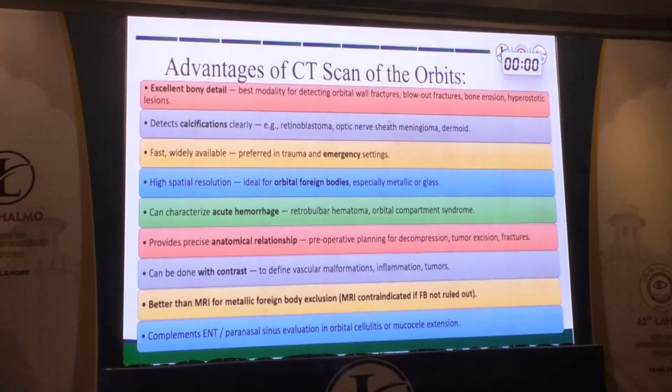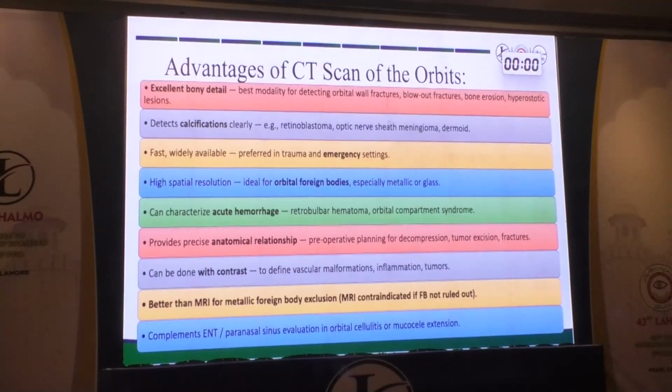Advantages: excellent bone scan, because we can't get such detail with the help of B scan or even with MRI. So with CT scan we can have the details of the bone. We can detect calcification. We can do this procedure on an emergency basis. Ideal for orbital foreign bodies. Very good for acute hemorrhage.